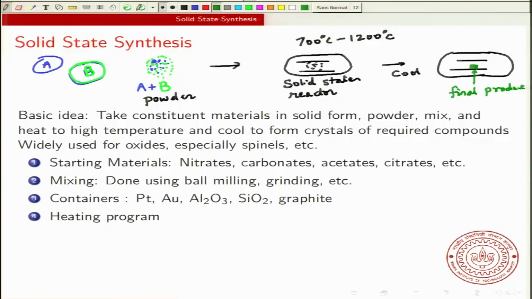Now, there are several questions that are required to be addressed and which are different for each solid state material that you want to synthesize. So, some of the questions are what should be the starting materials that are used. You can use nitrates, carbonates, acetates, citrates, etc. If you are making oxides, then typically you use one of these, and then you heat them. So, suppose you take a nitrate and heat it, then NO2 gas is evolved, and you get the oxide. But basically you decide which one of these precursors to use, and again that is very specific to the material that is being synthesized.